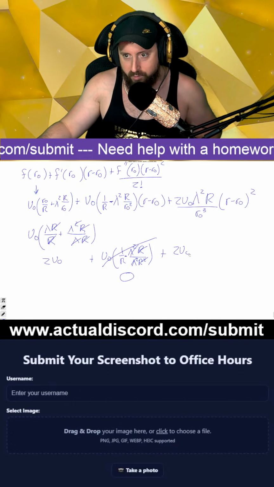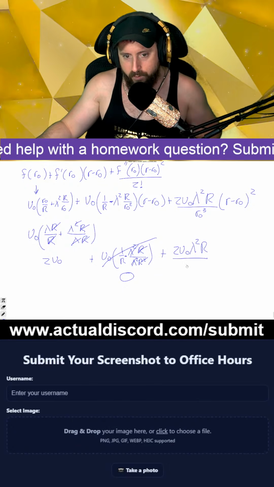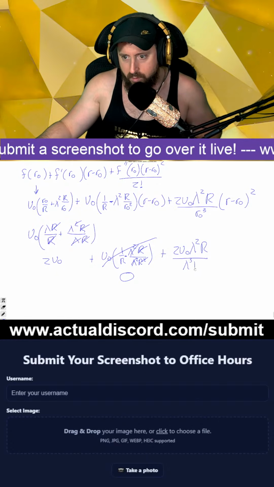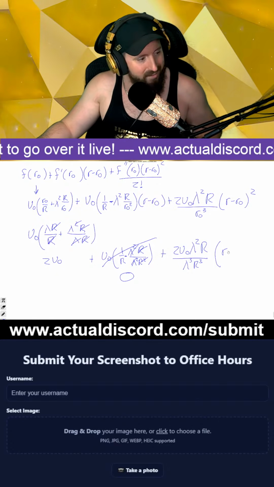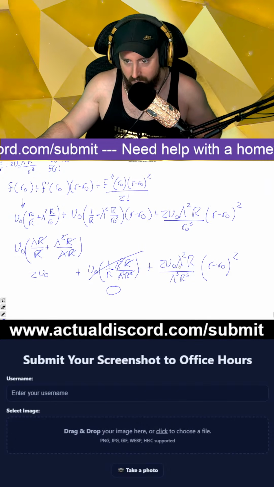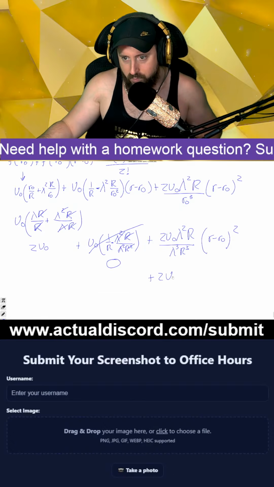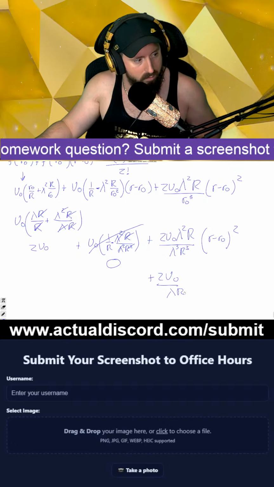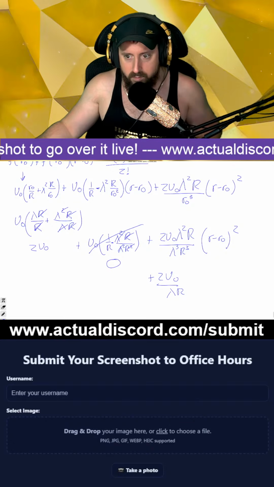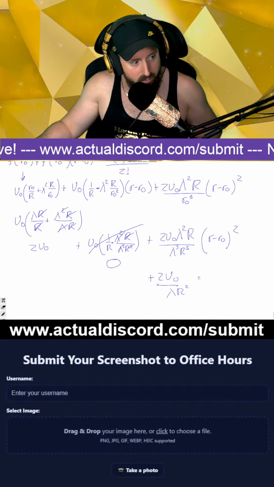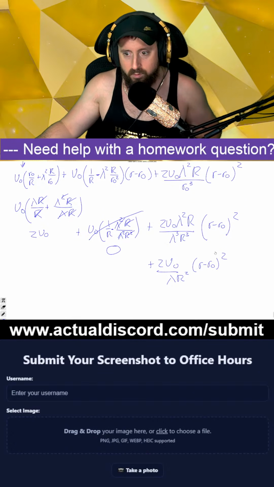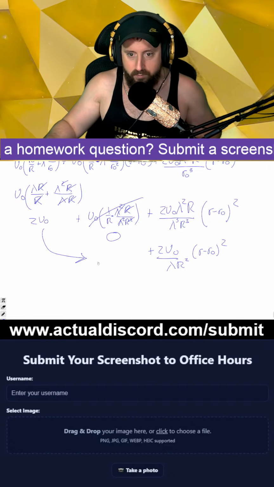Oh, this is super dope, honestly. This is cool. R over, and then what was that? Lambda cubed, big R cubed, and this is R minus R naught squared. So this becomes plus 2 mu 0 over lambda R squared, and then it's R minus R naught squared. Okay. And then this thing is left here, right? So 2 mu 0.